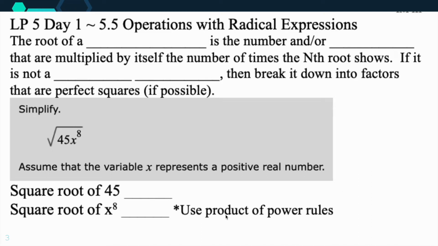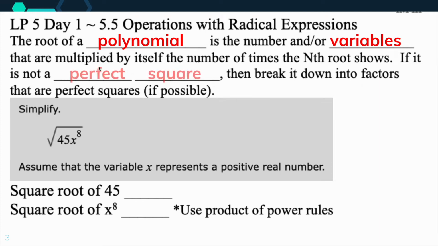Okay, so we're going to continue with taking roots of polynomials, but now we're going to move past perfect square roots. So the root of a polynomial is a number or variables that are multiplied by itself the number of times the nth root shows. So it doesn't have to be square root or cube root. I know in some of the previous videos we did fifth root. So it all just depends on the root that they're asking you to find. So we call that the nth root because it can be any number, 2 or bigger.